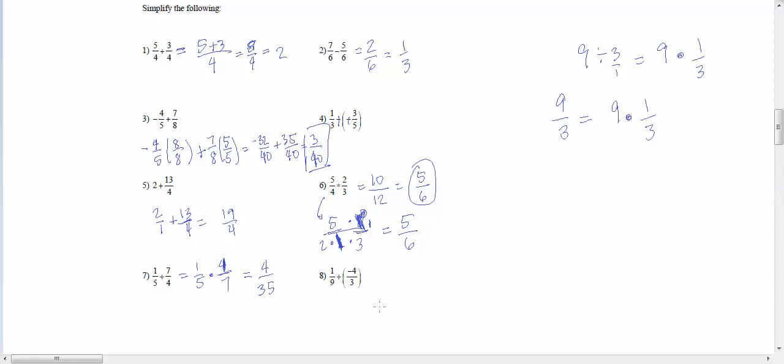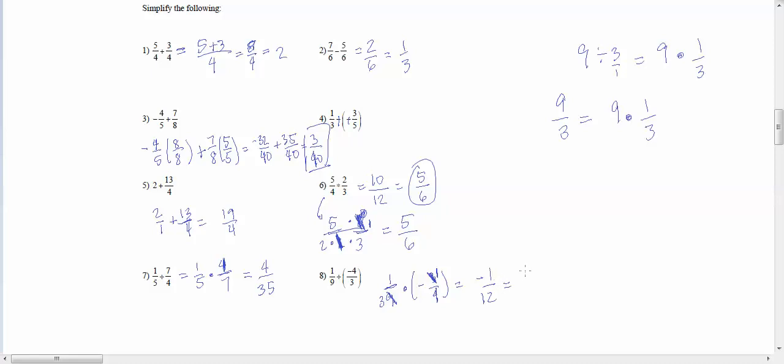Alright, this one over here, let's see, the 1/9 times -3/4. Sorry. Alright. Let's see. I'm actually going to reduce this a little bit. I'm going to divide both the top and bottom by 3, and so this becomes a 1. And this becomes 9 divided by 3 is 3. So that's equal to -1/12.